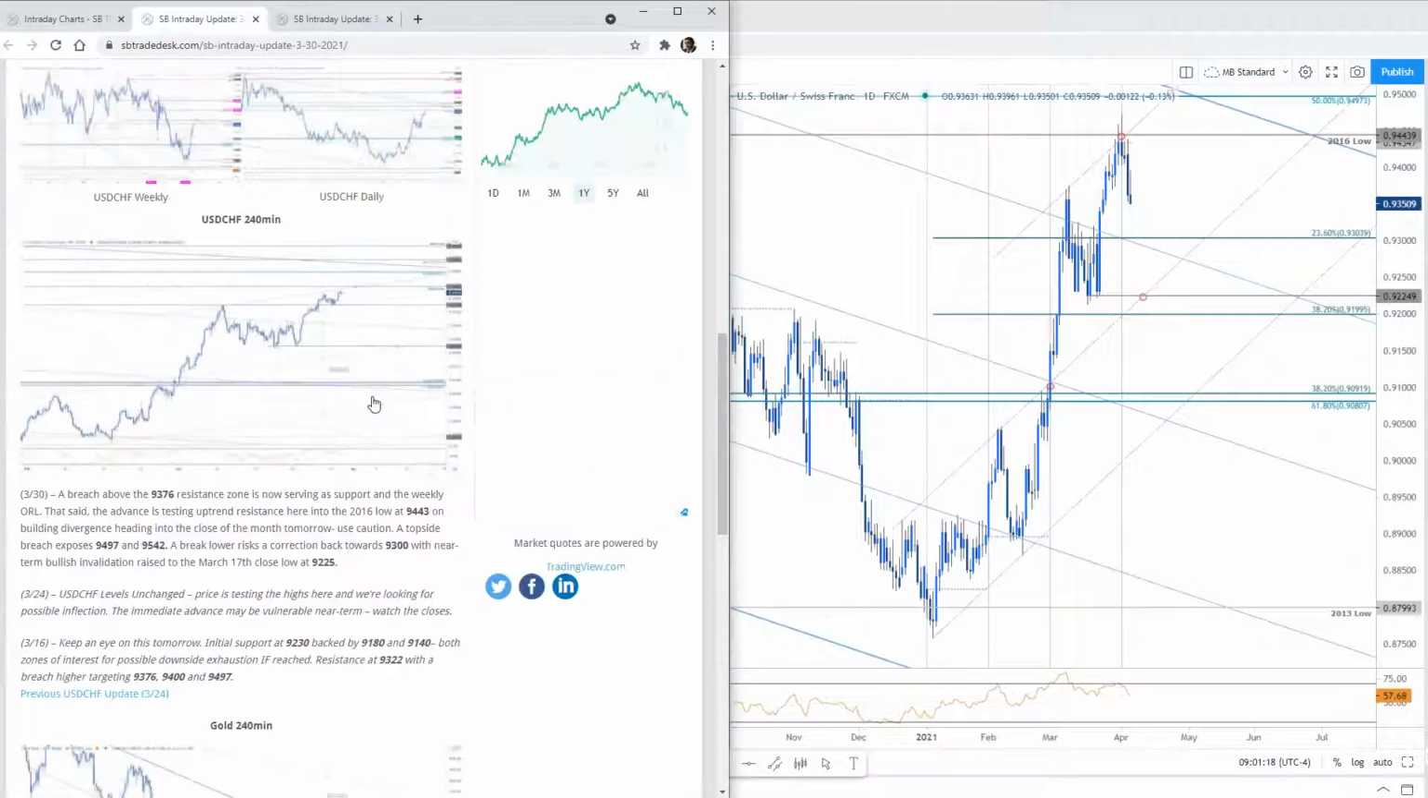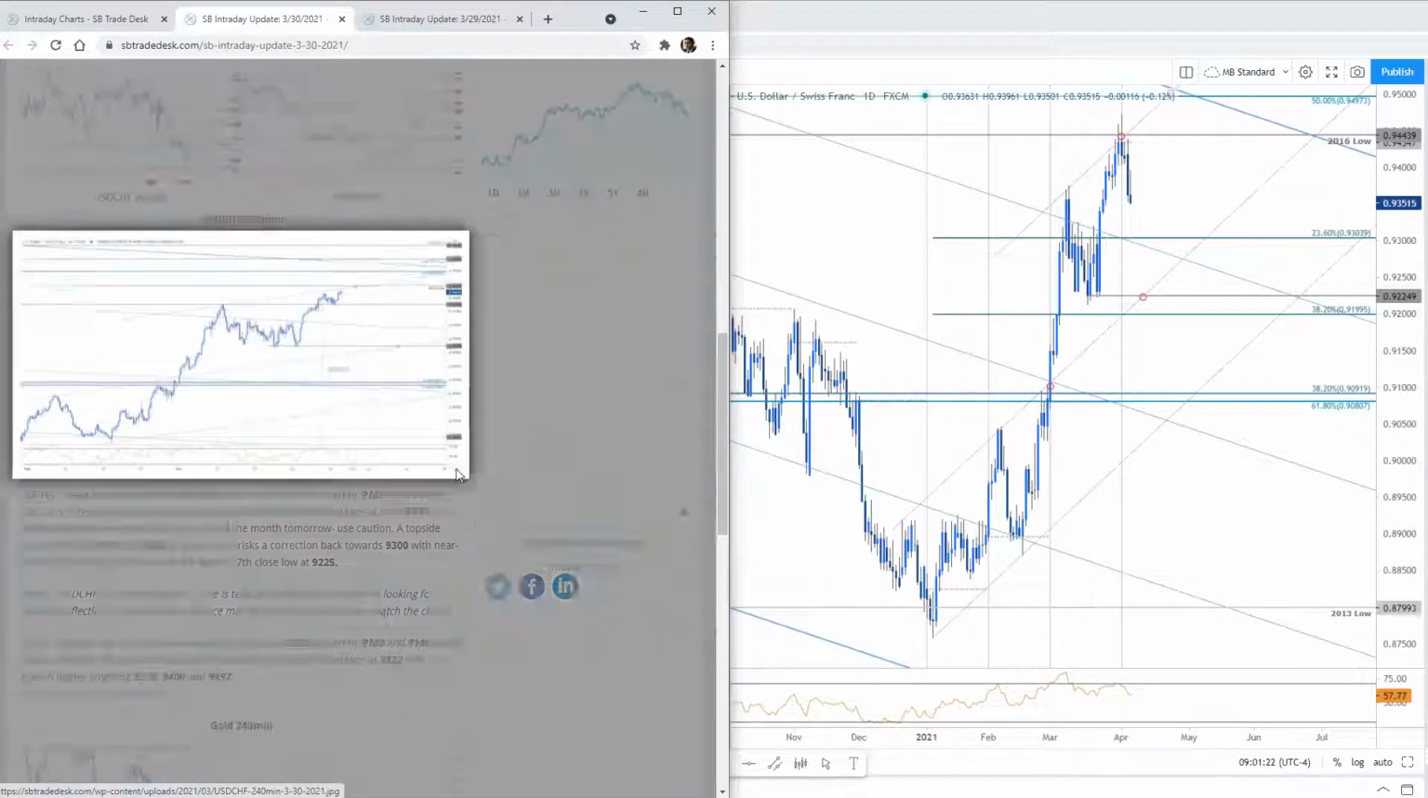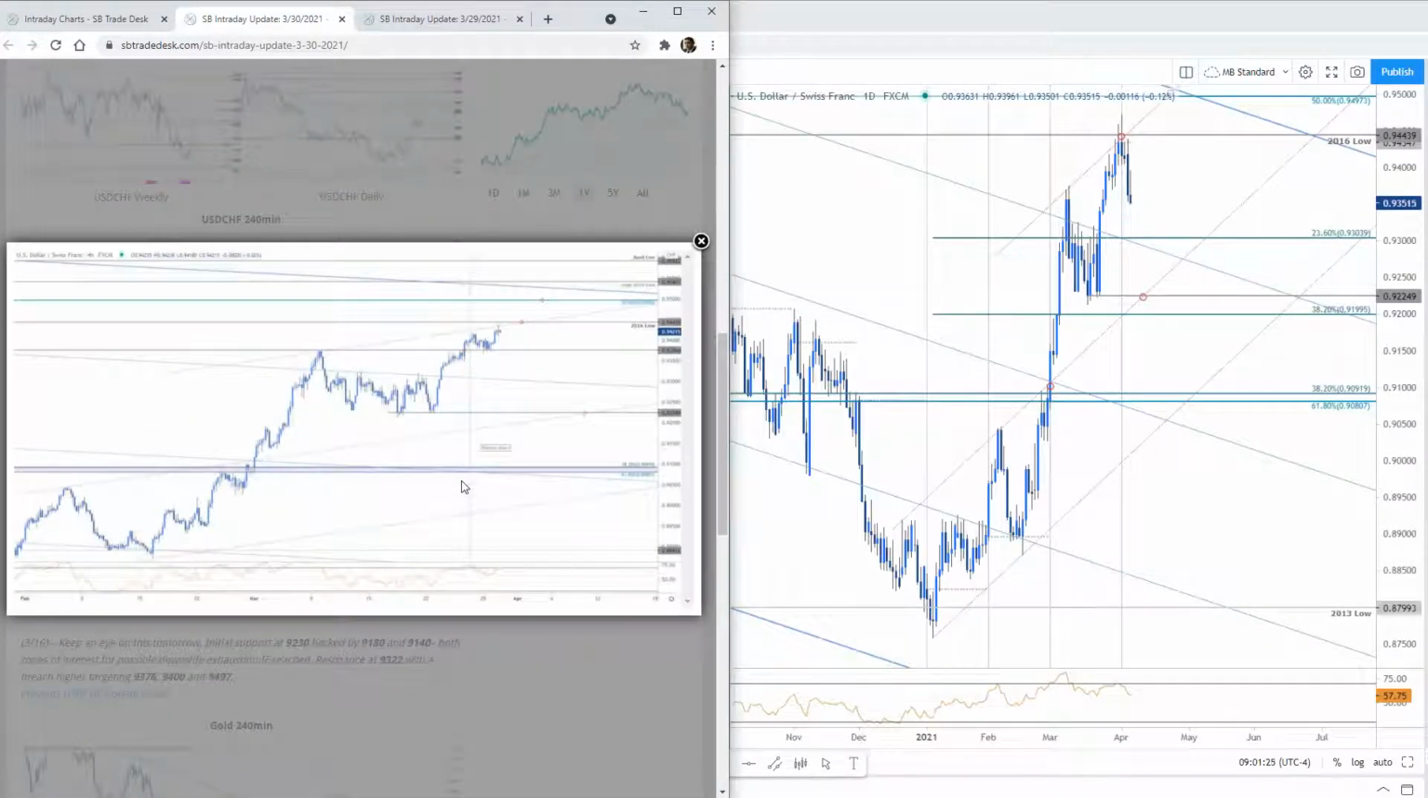So here was our last update on Dollar Swiss as we were testing essentially this 2016 low. I didn't know at the time, but guys, that ended up being the high. We were looking for resistance at 94.43 or 94.97. Okay, so that's a 50 of a multi-year fib, or the 2016 high, which converged on uptrend resistance.